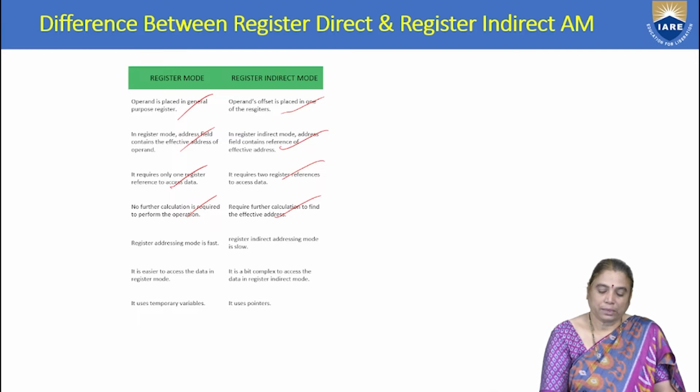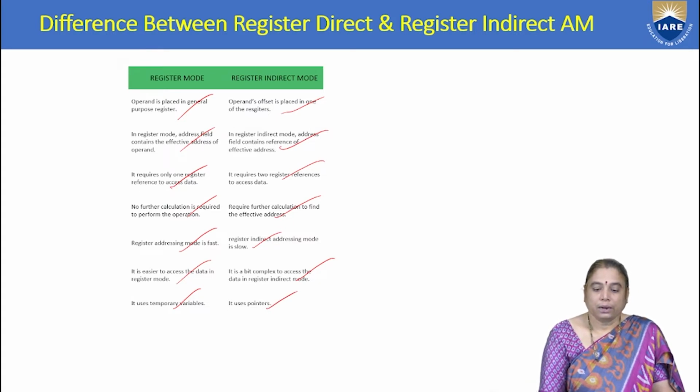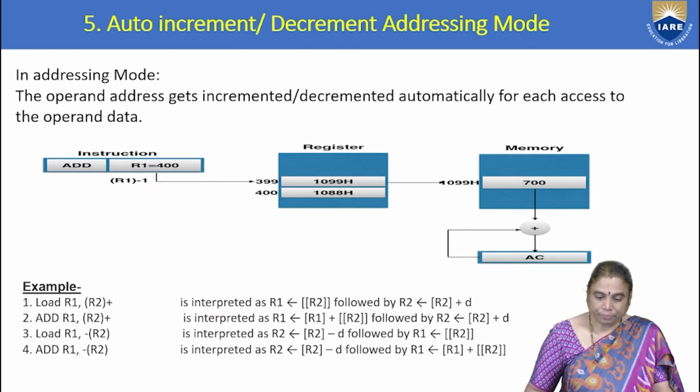Register addressing mode is fast and register indirect addressing mode is slow. Why? Because two references are needed to locate the data. It is easier to access the data in the register mode, but indirect mode is somewhat complex. The effective address needs to be calculated to locate the data. It uses pointers in order to locate the data. So these are the differences between register direct and register indirect addressing mode.